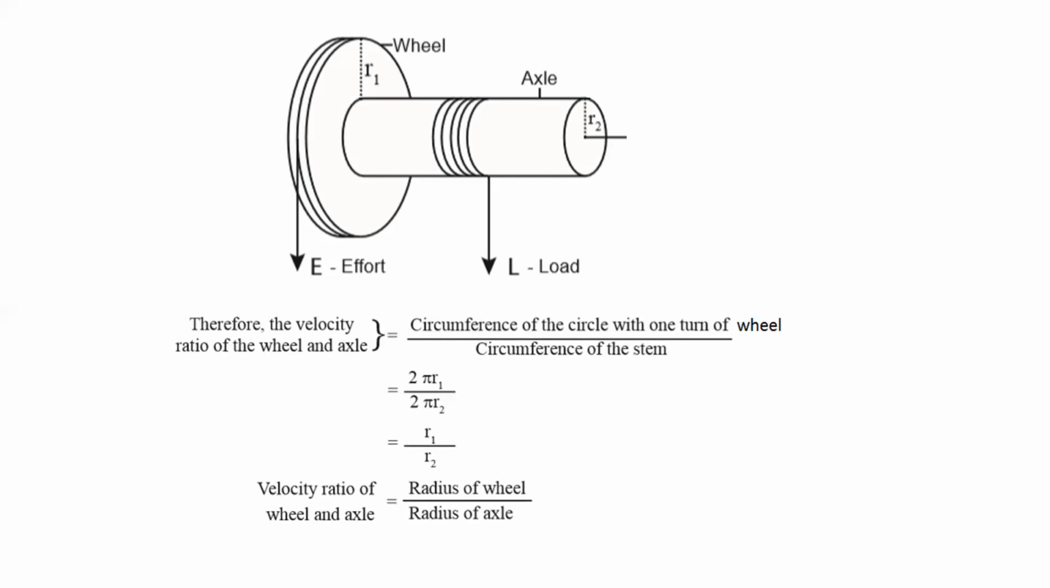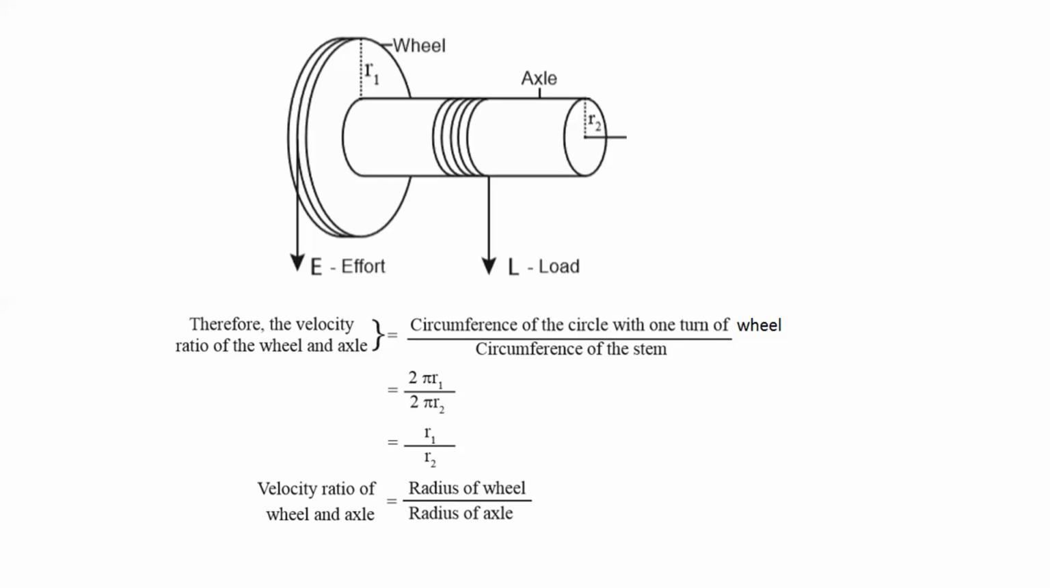So you can find the velocity ratio of the wheel and axle. It is equal to the circumference of the circle with one turn of the wheel over the circumference of the stem. Circumference of a circle equals 2πr. So here the circumference of the circle with one turn of the wheel equals 2πr1. Circumference of the stem equals 2πr2. Then 2π will be cancelled, so it is equal to r1 over r2. So the velocity ratio of wheel and axle equals the radius of the wheel over the radius of the axle.